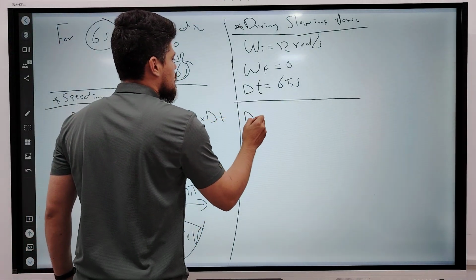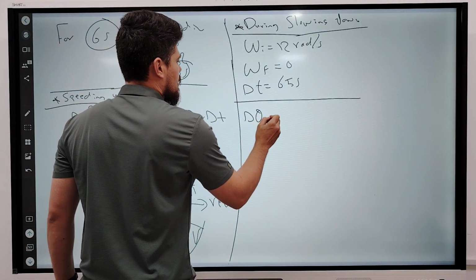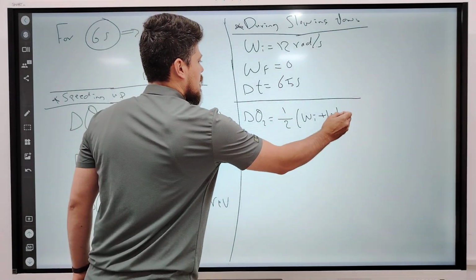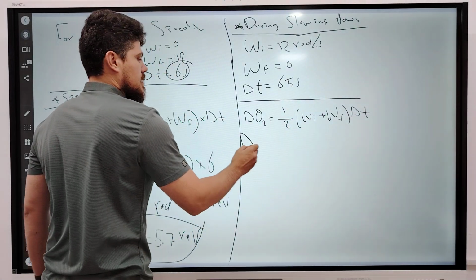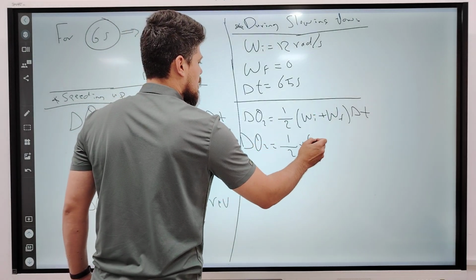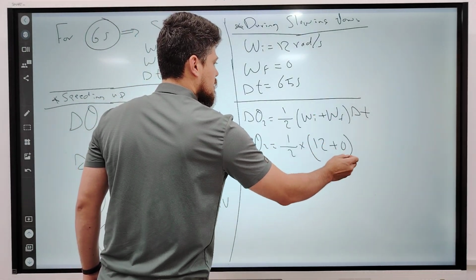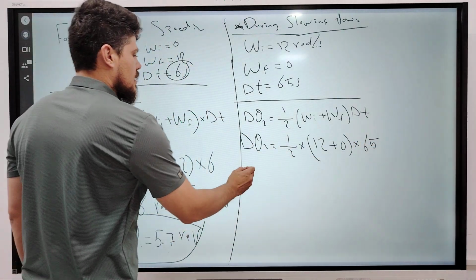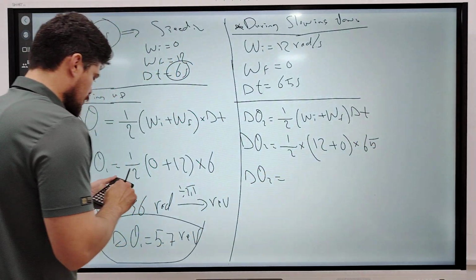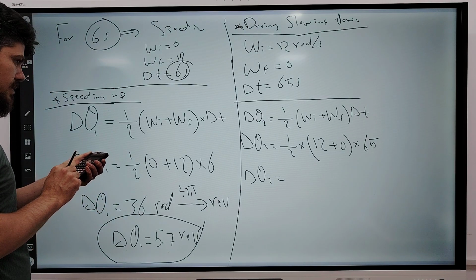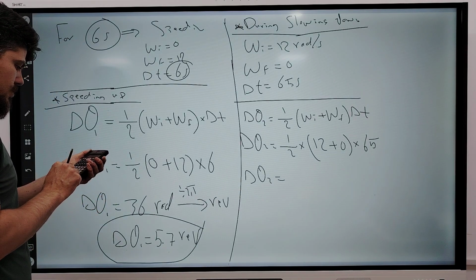How many revolutions does the wheel make? Theta 2 is equal to 1 over 2 times omega initial plus omega final times delta t. Replace: 1 over 2 times omega initial 12, final 0, in how many seconds? 65 seconds. Theta 2 is equal to what? Times 65 and times 12.